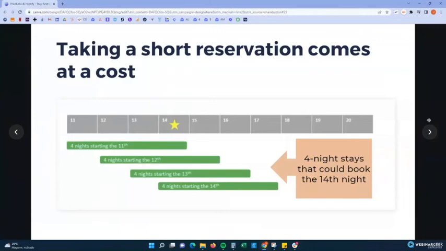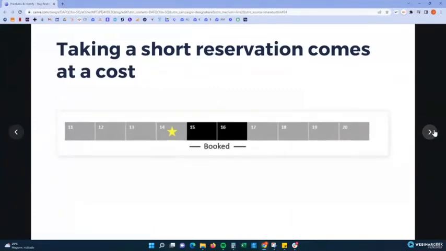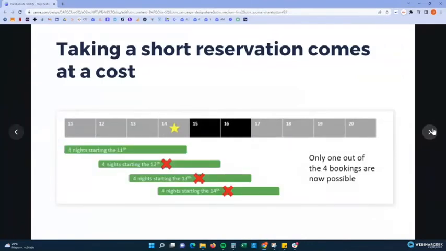And this is just an example. Basically, imagine that you are looking for a 4-night stay for a guest that wants to book the 14th. If I ask you how many possible dates a guest can start to stay on the 14th of my home, he can start on the 11th, the 12th, the 13th, or the 14th, right? But if you already have someone staying on the 15th and the 16th because you have a 2-night booking, in reality, you lost the other 3 dates.